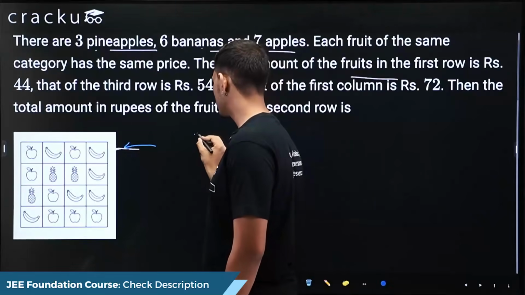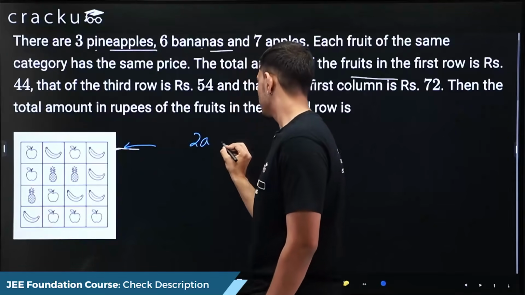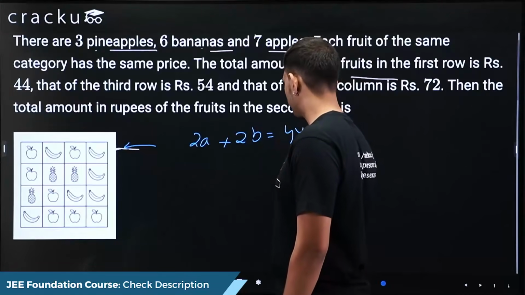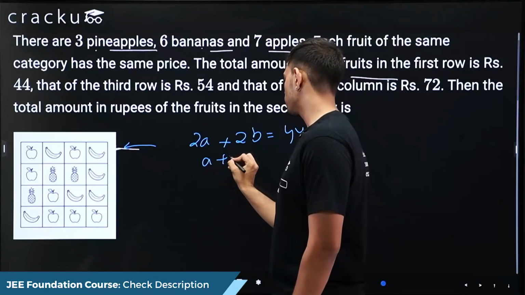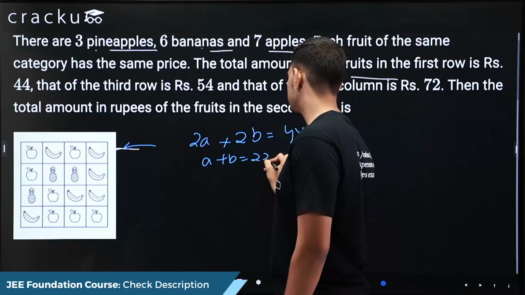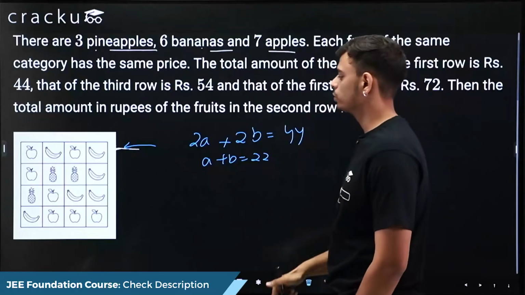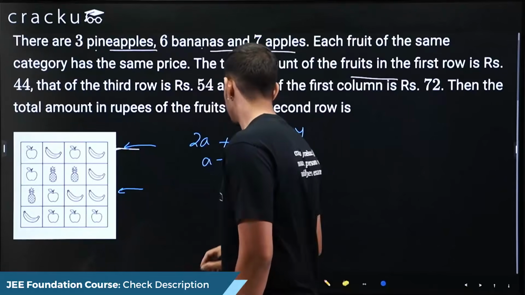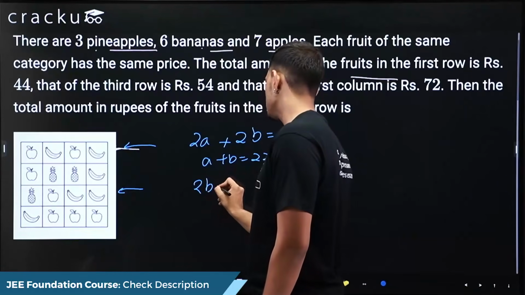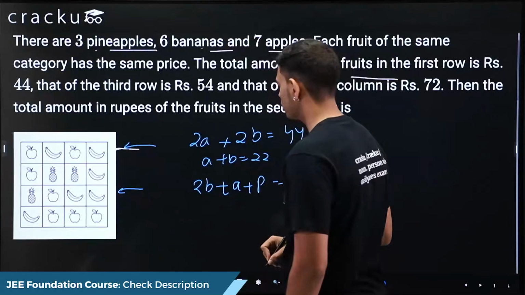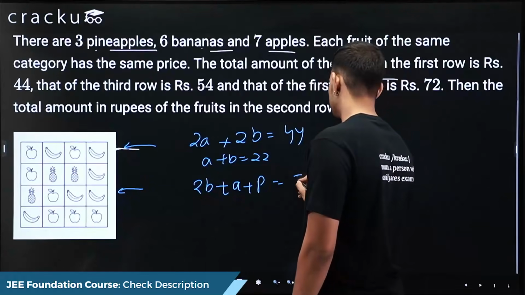What do we have in this row? 2 apples, let's denote with A, and 2 bananas, we'll denote with B, amounts to 44. A plus B amounts to 22, just dividing both sides by 2. Now in the third row, the amount is 54, this row. 2 bananas, 1 apple, and 1 pineapple. What do we have? 54.